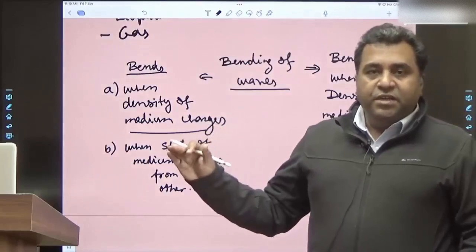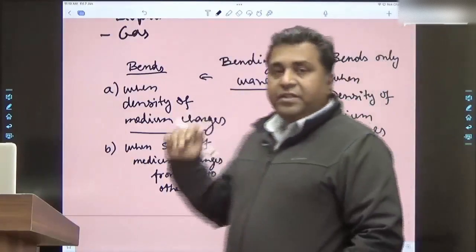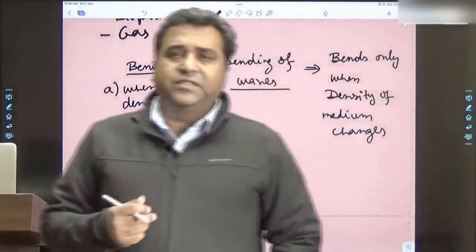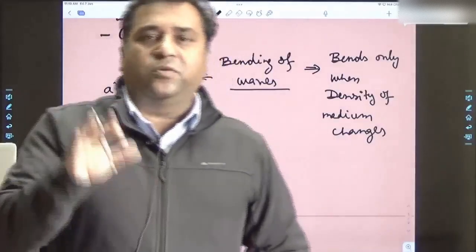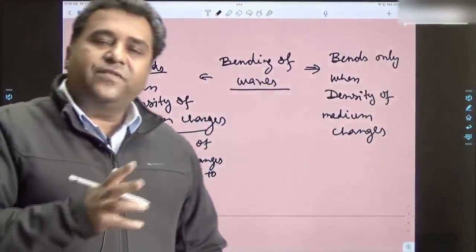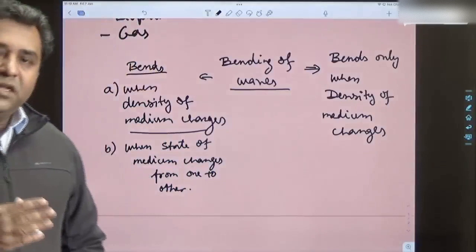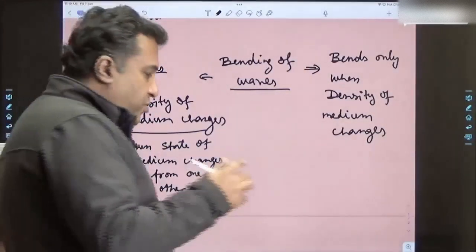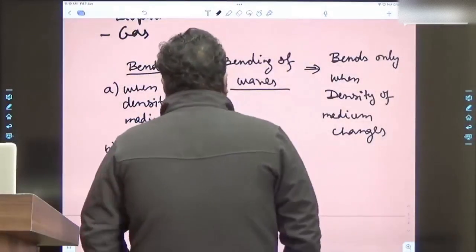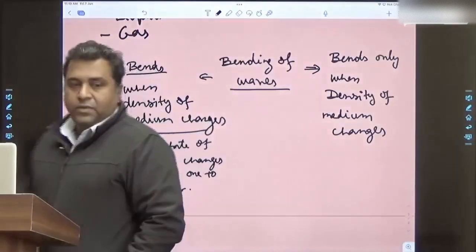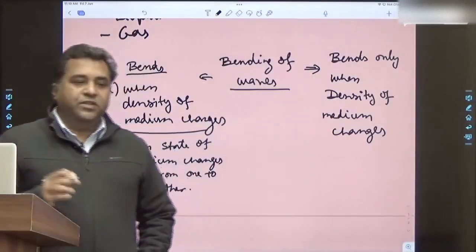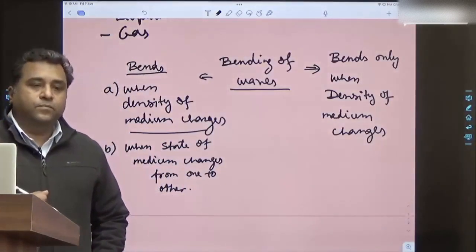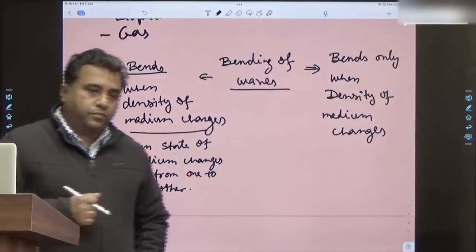The S wave bends only when the density changes. When the state changes, the S wave stops, because the S wave can travel only in one state. Which state? The solid state. The S wave cannot travel in liquid or gaseous state, so it stops in the other states. Is this clear? Hopefully this much is clear. No major doubts. Yes or no?